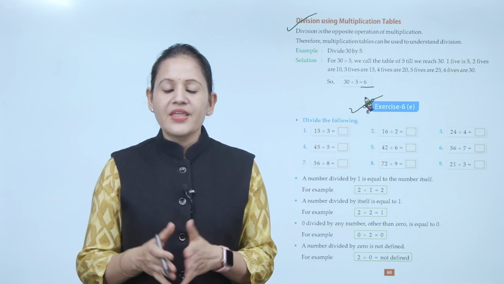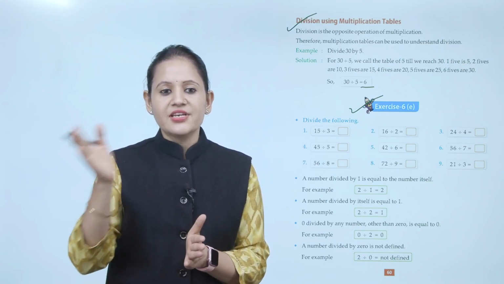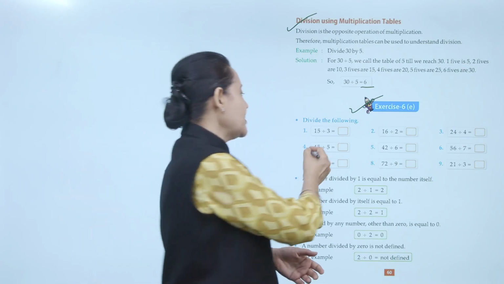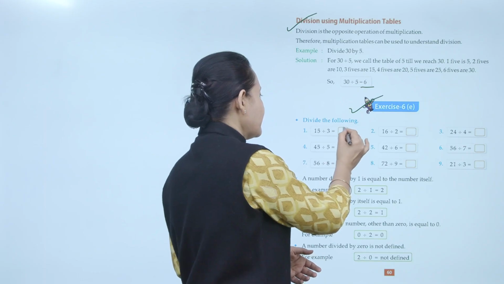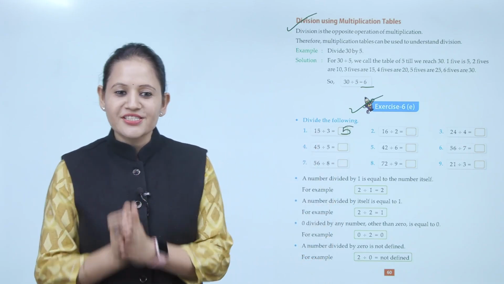Divide the following. 15 divided by 3. So we'll call the table of 3 until we reach 15. So 3 5s are 15. So 15 divided by 3, that is equals to 5. Clear? So practice all the questions of this exercise.